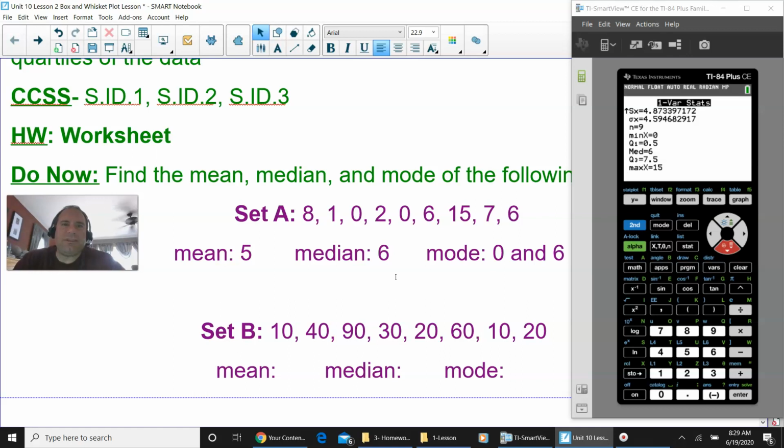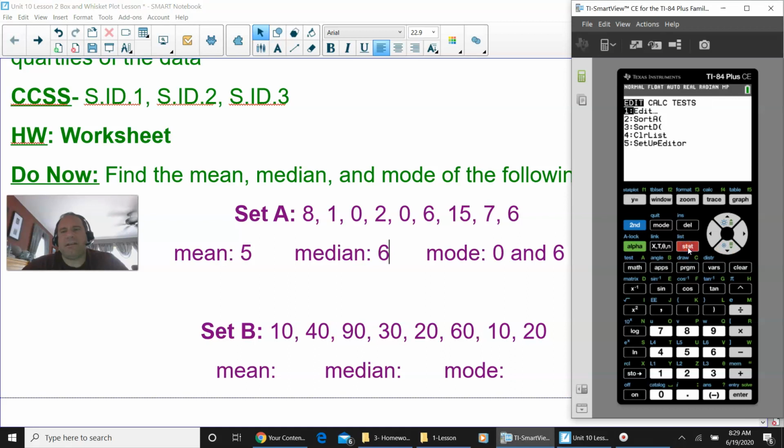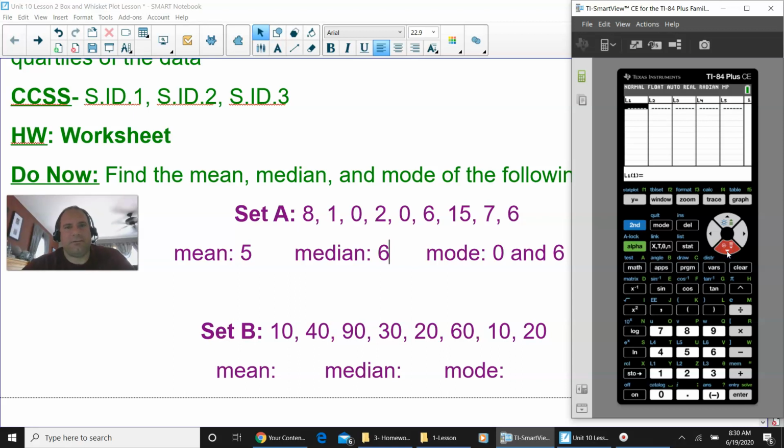Go ahead, see if you could do set B on your own, just like we did. And remember, you press stat to get back, and then enter to get back to the lists. If you want to clear that list, remember, go up to L1, clear, and then down, and it clears that list for you. Once you have that list clear, go ahead, input those numbers, sort them if you need to for the mode. It just makes it easier to pick out, and then get the mean and median going to one variable stats, and writing those down. Press pause now.